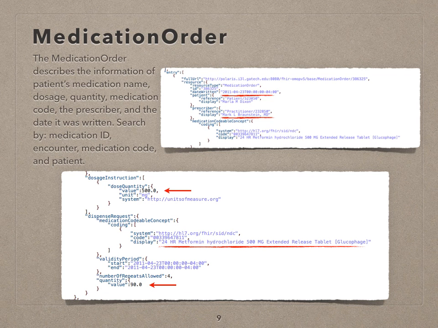So the last one is the medication order, which describes the information of the patient's medication name, the dosage, the quantity, medication code, and the prescriber, which I'm showing on the right side. The prescriber was Dr. Mark L. Bronstein. And it also shows the date it was written. And again, it can be searched by medication ID, encounter, medication code, and the patient information.